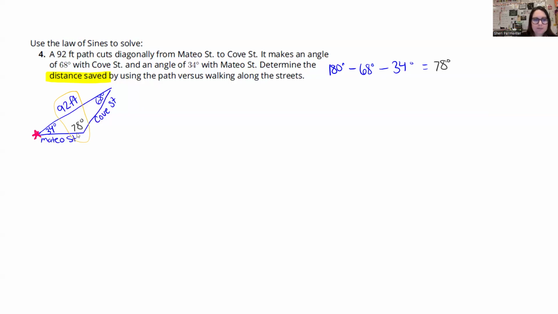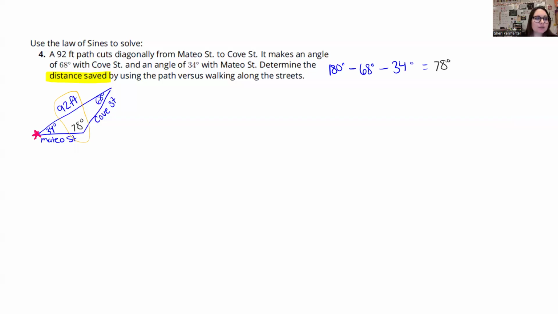We need to know that. Yep. What else? We need to know these 2 side lengths, right? Once I know these 2, what am I going to do with it? Add them up and subtract 92. That's going to help us find the distance.